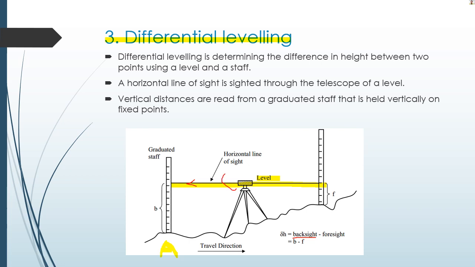Then you rotate the telescope to take the foresight reading at point B. The foresight reading then is used to determine the height difference between A and B. So the height difference between A and B is this much. And this length equals backsight minus foresight.